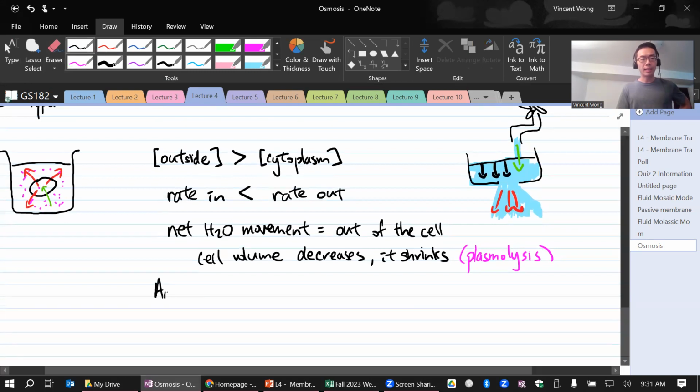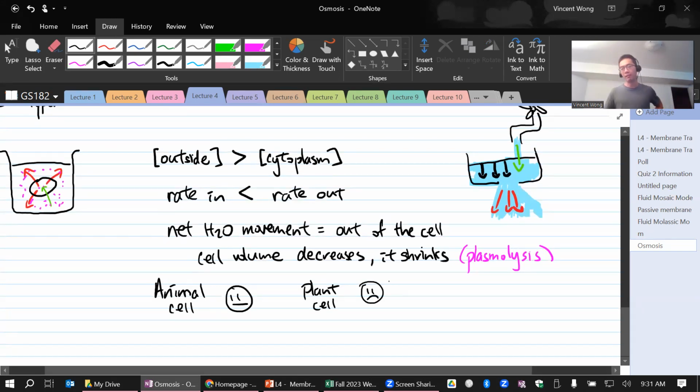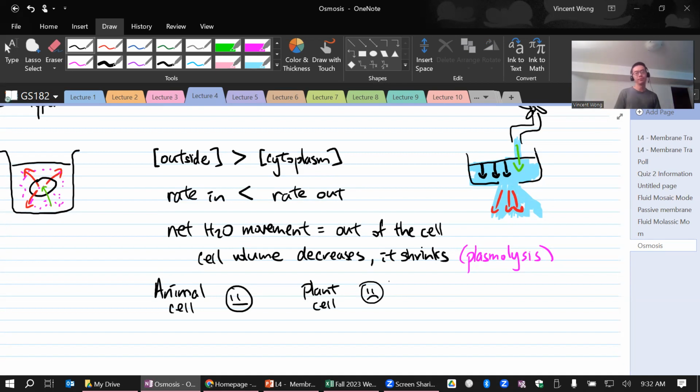So if you're an animal cell, you are not happy, but you're not devastated, like the hypotonic case. You'll live for a little bit. Plant cell, this is bad. This is like if you forgot to water your plant for a couple weeks. It's really dried up now. It's on the verge of dying.